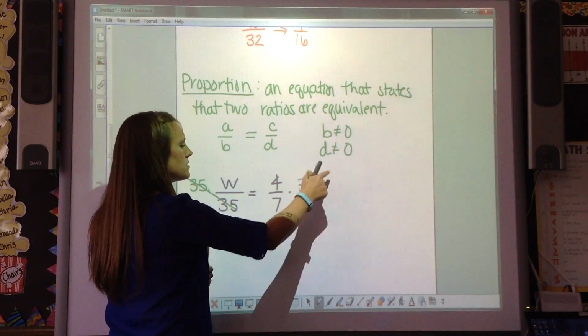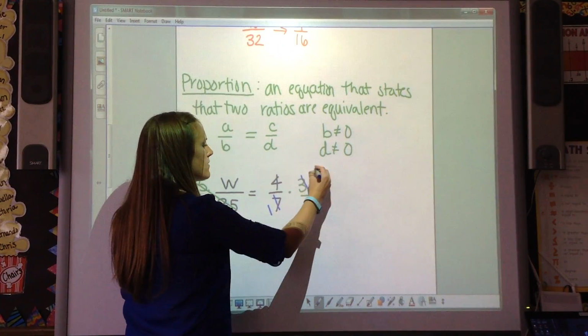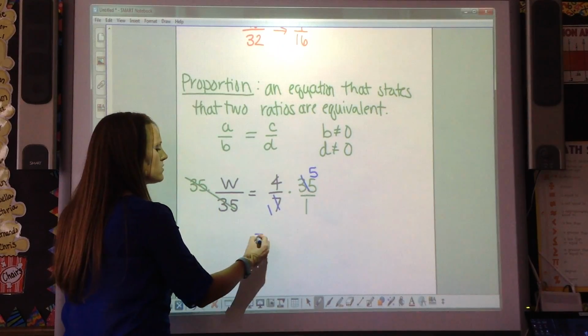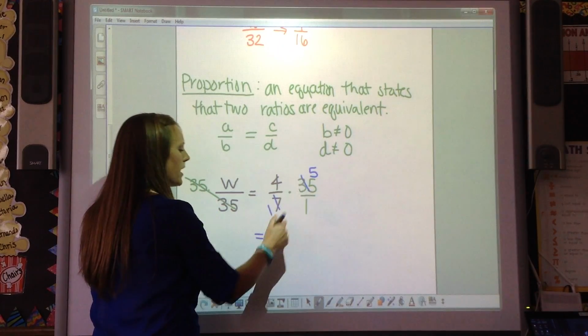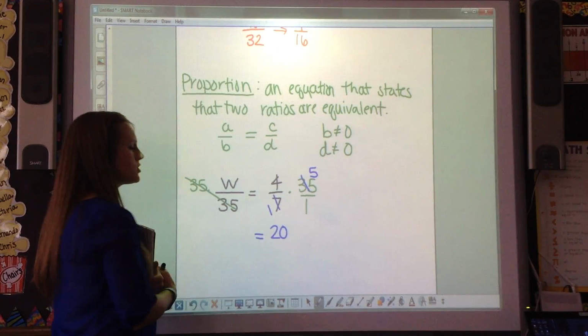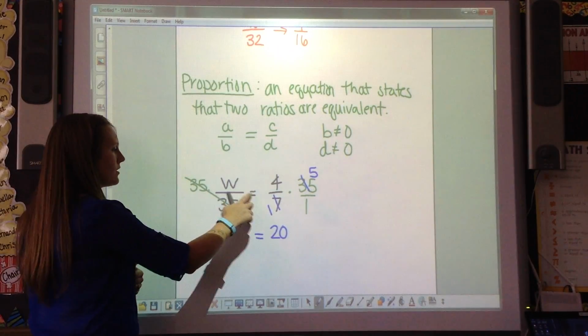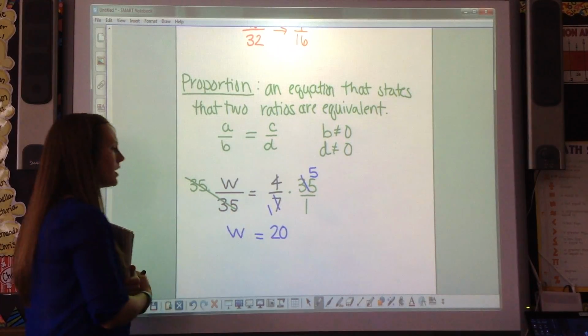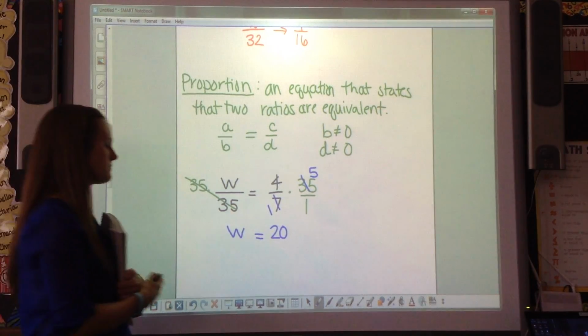I'm going to make this easier, though, and cross reduce. I'm going to take 7 out of both of these. So on the right side of the equation, I have 4 times 5. And then denominator 1 times 1, so it'd be over 1. 20 divided by 1 is 20. On the left side of the equal sign, I have W. I get W equals 20.